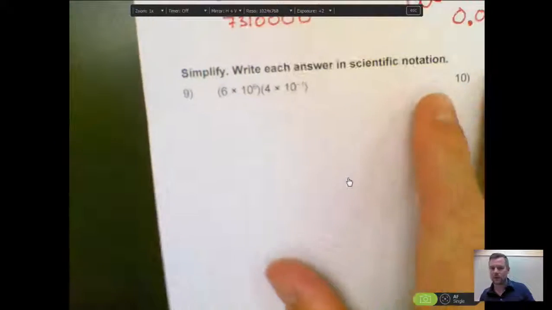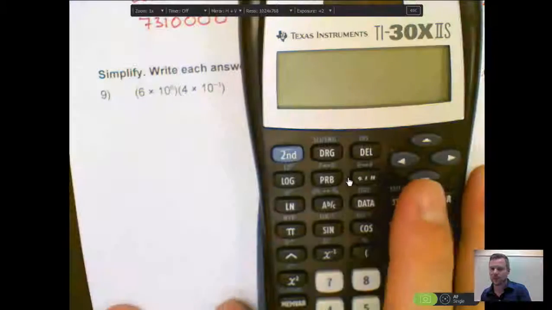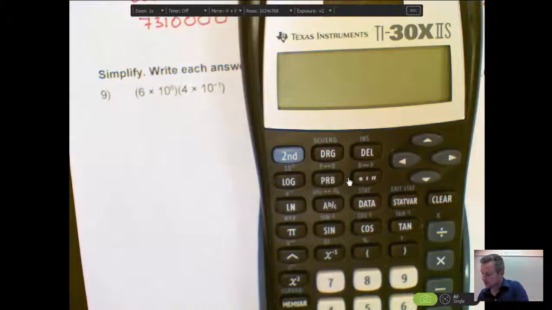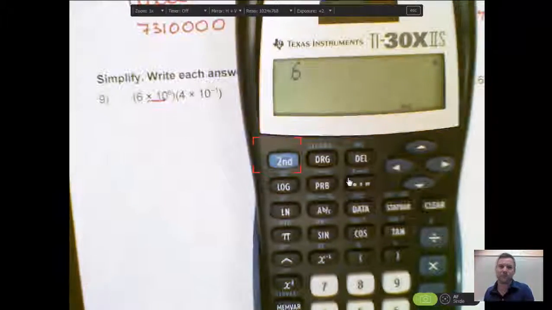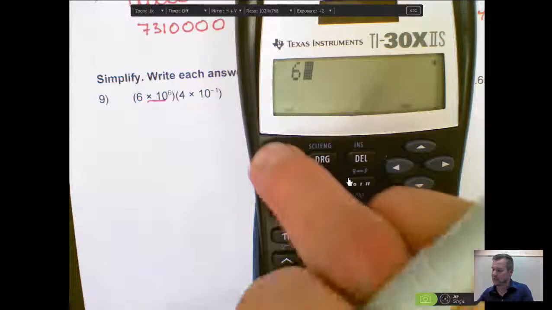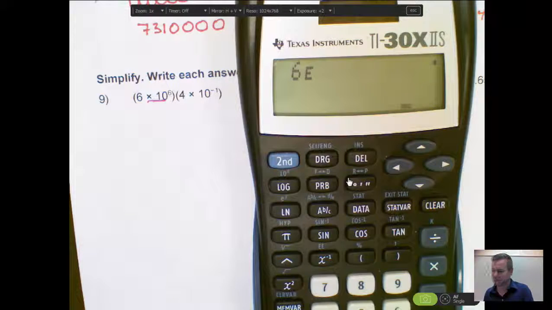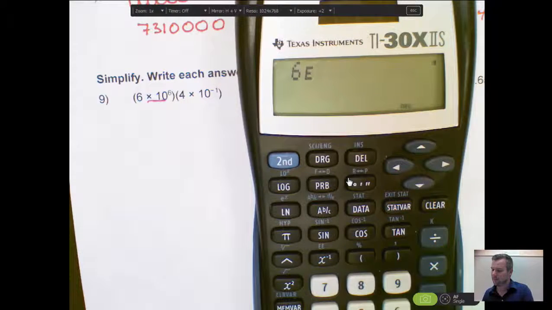So problem number 9 that I have on my example is a multiplication problem. So I need to be able to put this number in here. I'm going to turn on my calculator. I'm going to type in 6. And then the times 10 portion here is going to be represented by me using the EE key, my scientific notation key. So I'm going to hit the second key, EE. Now it's weird because this says EE right here, but the calculator only says E. That's okay. That represents the times 10, so then I can just do 6.